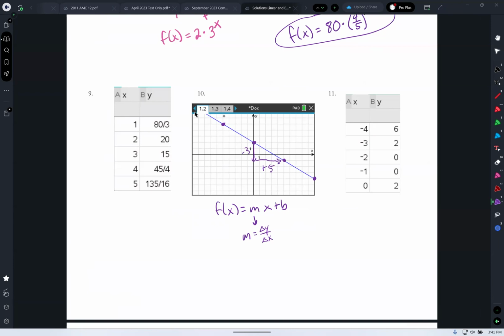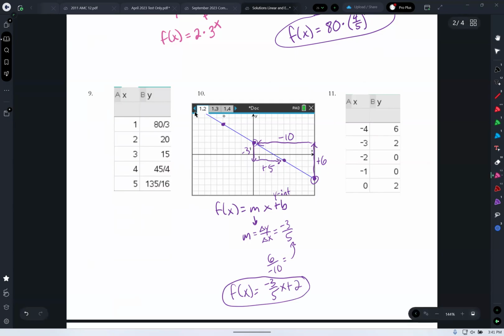So change in y was -3. Change in x was +5. And if I went from this point in the bottom right up to the y-intercept, it's going to give me exactly the same story. It may look different, but I'm going up 6, and I'm going to the left 10. And if I take 6 and divide it by -10, I still get -3/5. And I see my y-intercept as (0, 2) on the graph. So my equation just comes out to be -3/5 x plus 2.